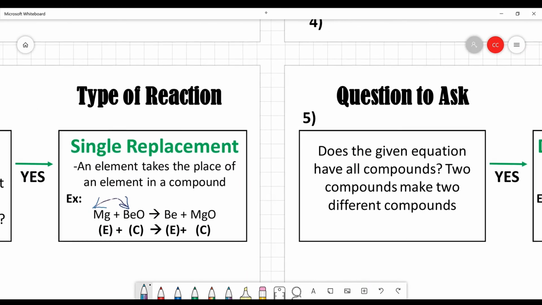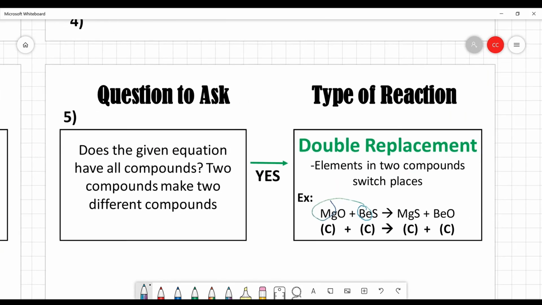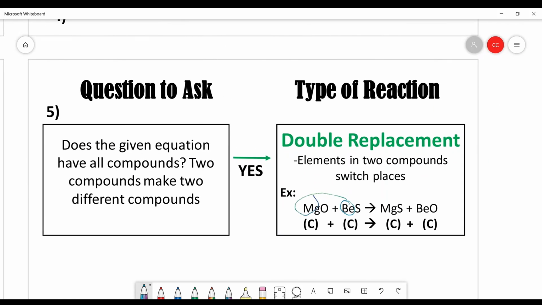And the last one, two compounds yielding two different compounds is double replacement.